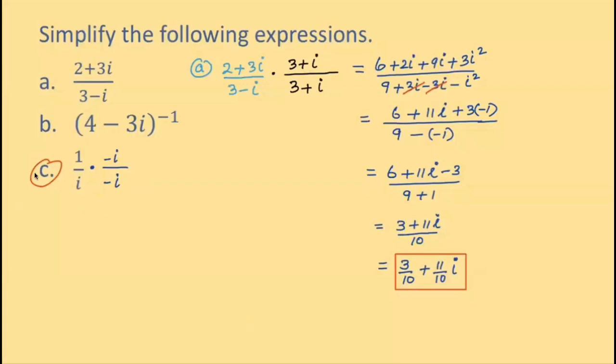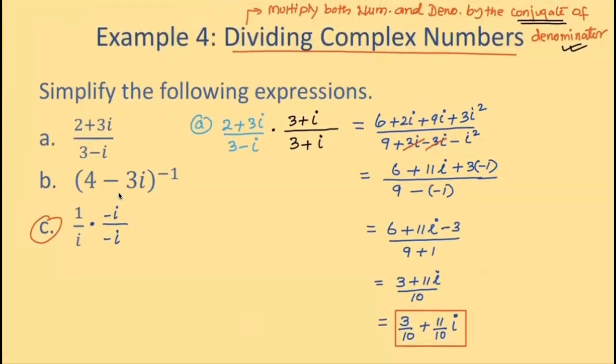So one more time, what I did here is the same concept. I'm dividing by an imaginary number, which is also a complex number. What I need to do is multiply both numerator and denominator by the conjugate of the denominator. The conjugate of i is negative i. Now let's perform that calculation here.